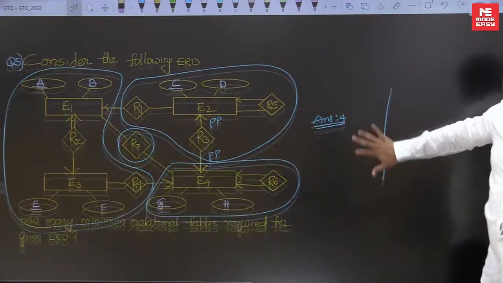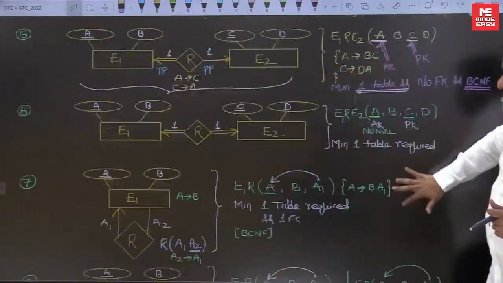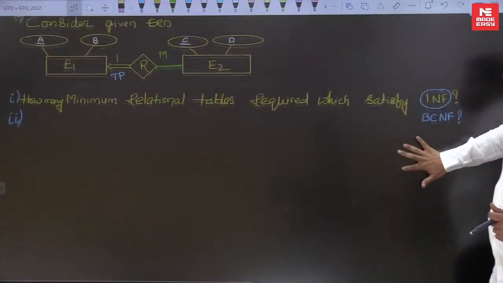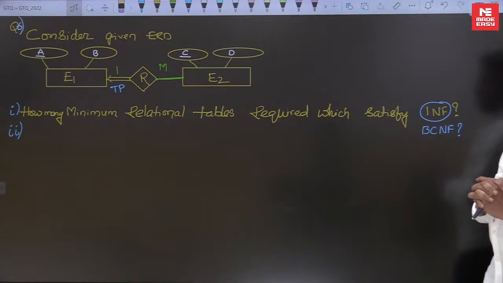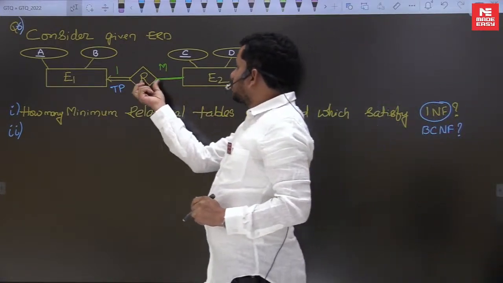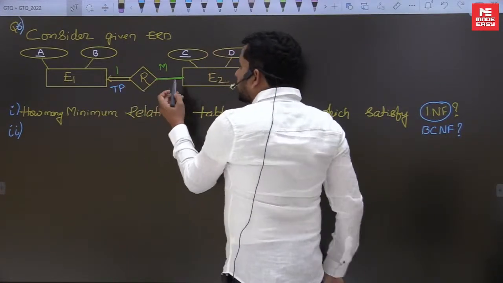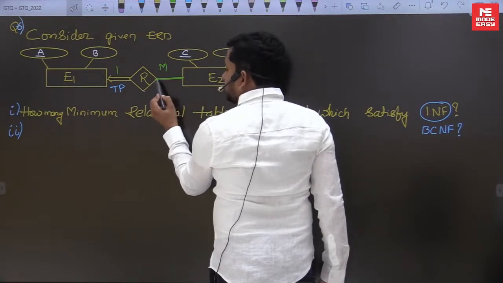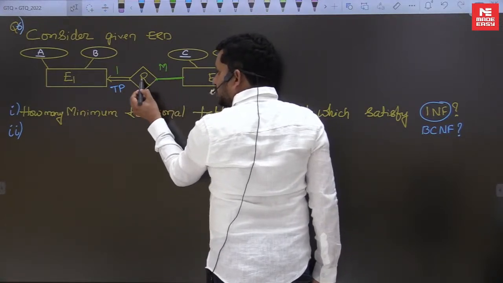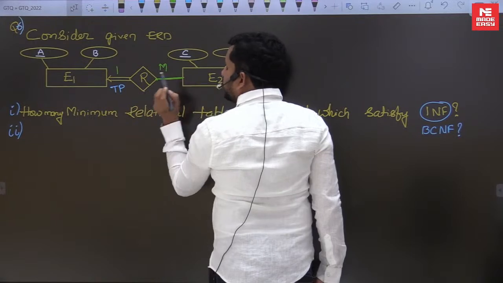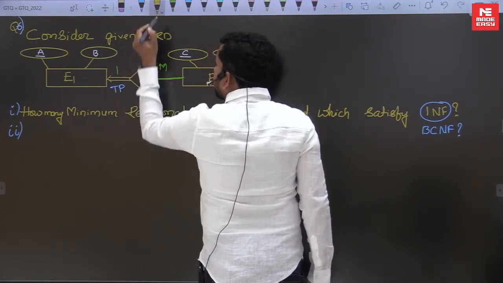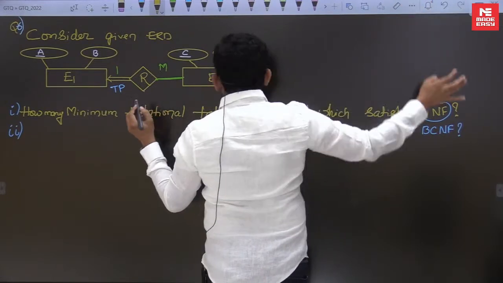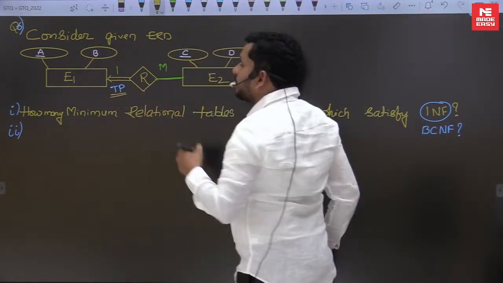Okay, next, so what is the answer to this question? How many minimum relational tables are required which satisfy 1NF? It is one to many. So irrespective of the right side participation, a relationship can combine with E2. But the left side, if it is total participation, the left side entity set, then what can we do?